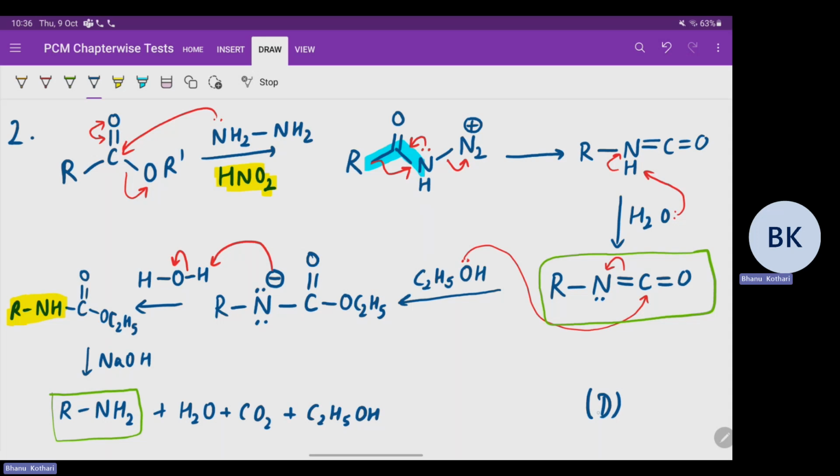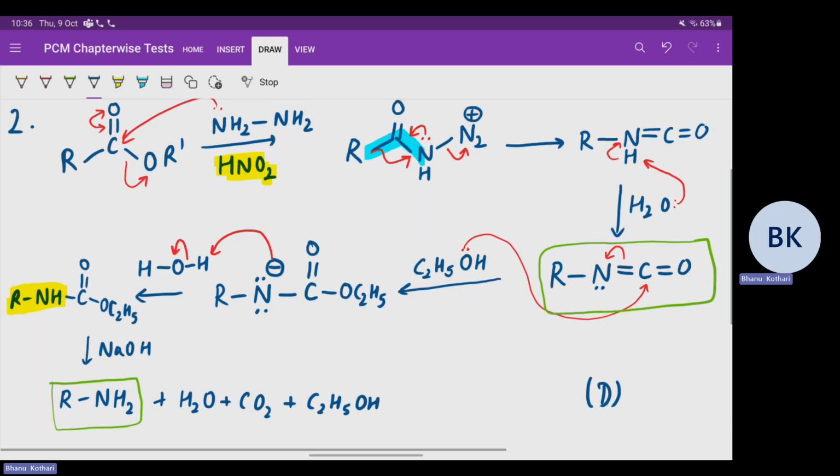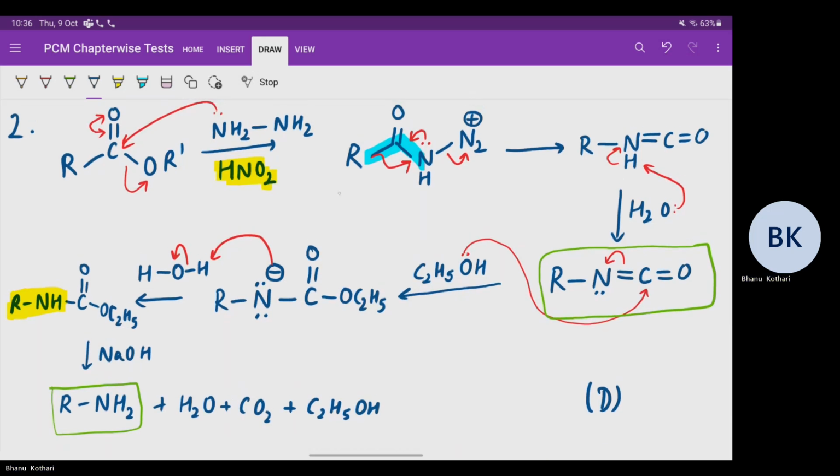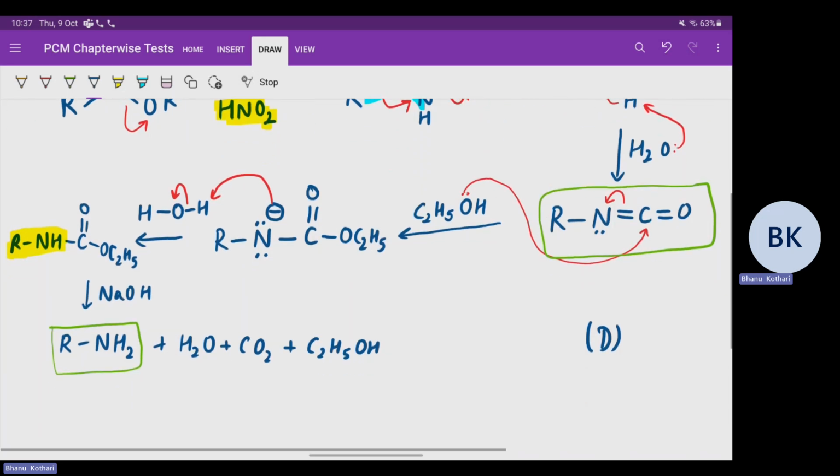Okay. This is a question based on mechanism. Particularly, a rearrangement is taking place in the first step, and in the second step, an NCO compound is formed, which is an isocyanate. So an isocyanate, when reacted with a base, will give us an amine, a primary amine. That was okay.